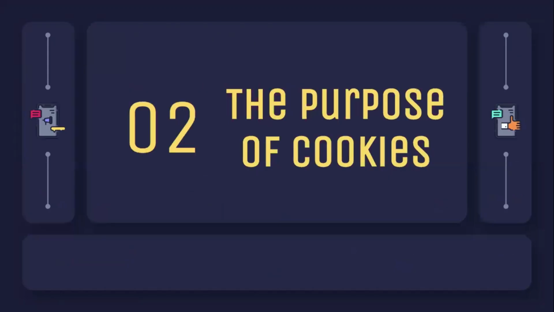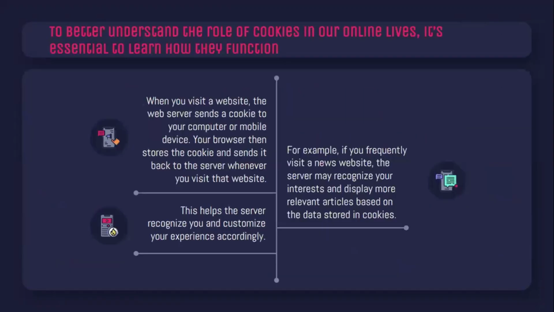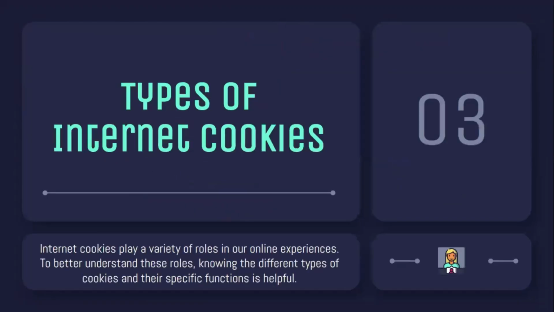2. The purpose of cookies. To better understand the role of cookies in your online lives, it's essential to learn how they function. When you visit a website, the web server sends a cookie to your computer or mobile device. Your browser then stores the cookie and sends it back to the server whenever you visit that website. This helps the server recognize you and customize your experience accordingly. For example, if you frequently visit a news website, the server may recognize your interests and display more relevant articles based on the data stored in cookies.